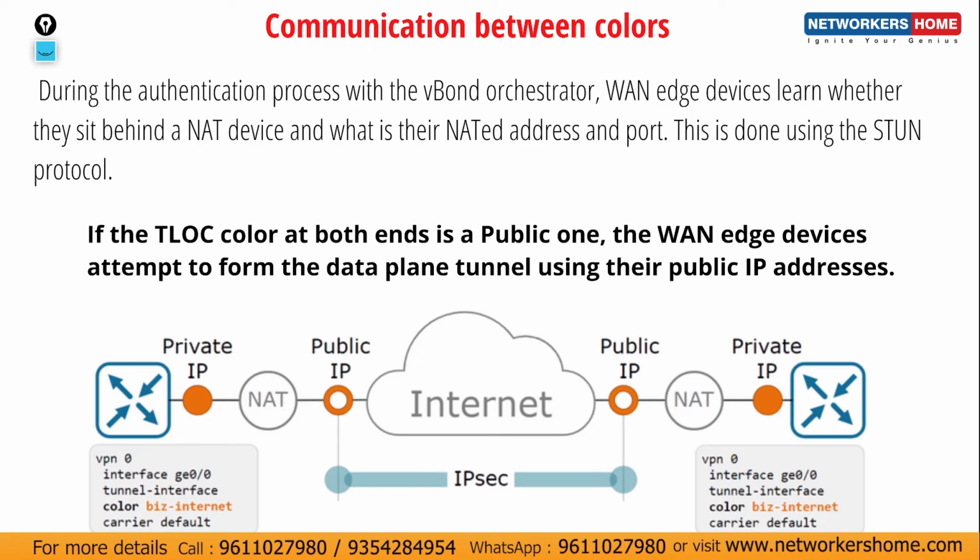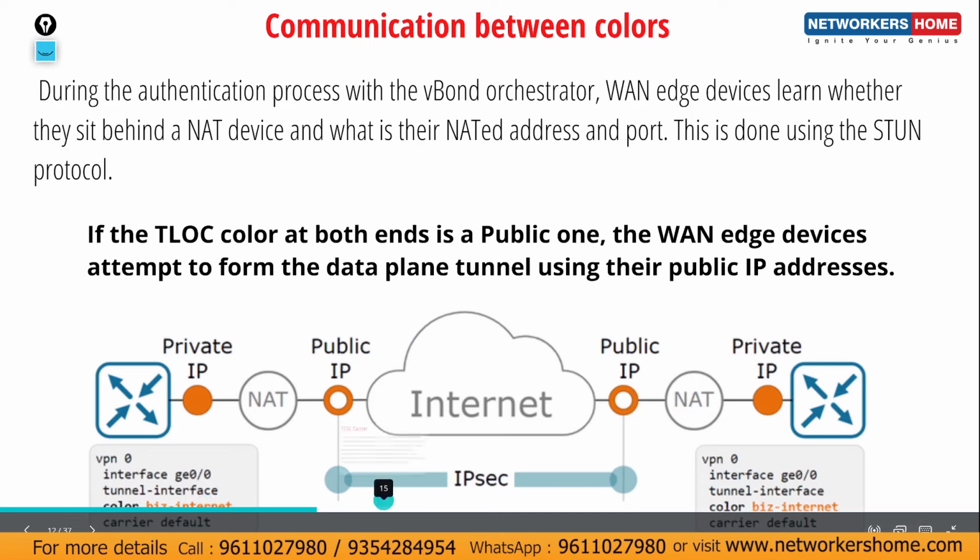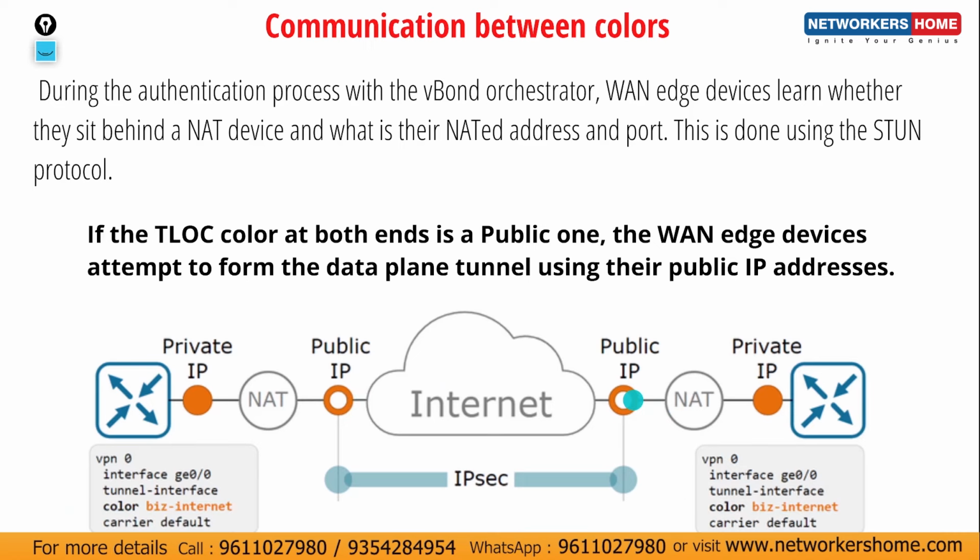So let's say you have a public IP to public IP. How is the tunnel going to be formed? If you have biz internet here and biz internet here, which is public, the tunnel should basically be formed over public IP to public IP. Although, there is a very interesting thing: there is NAT also happening. You can see that NAT is also happening, but the first try will basically be made from public IP to public IP.